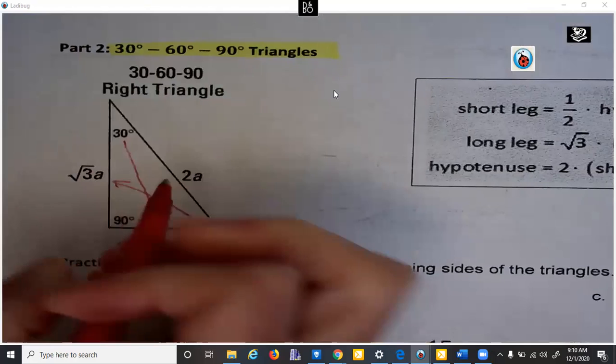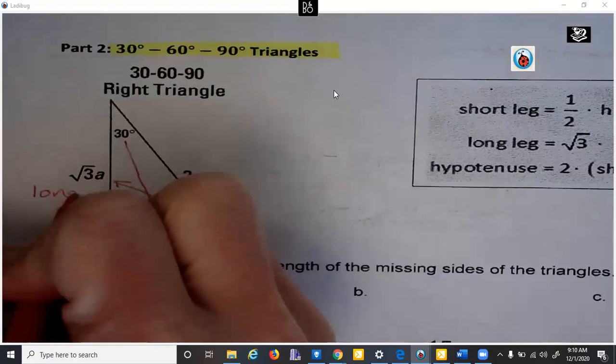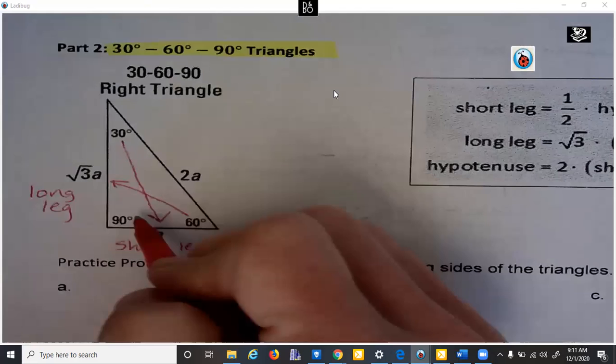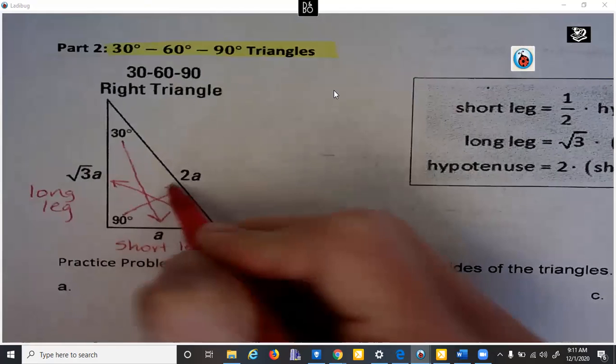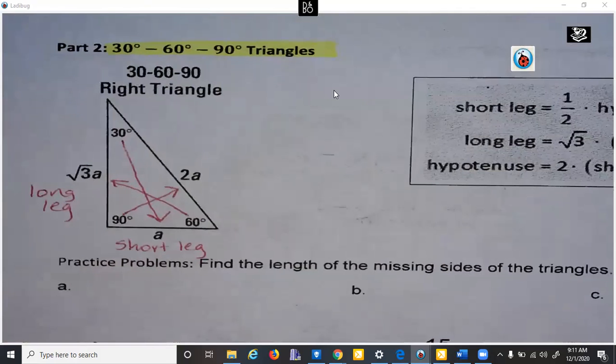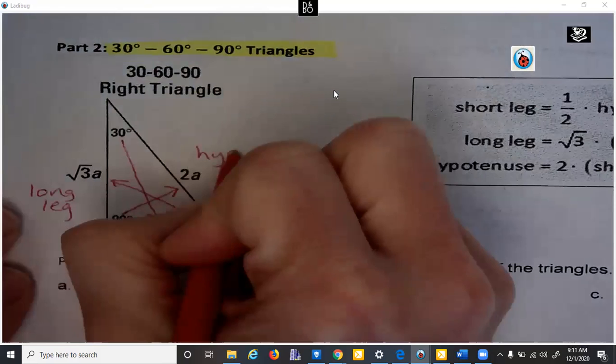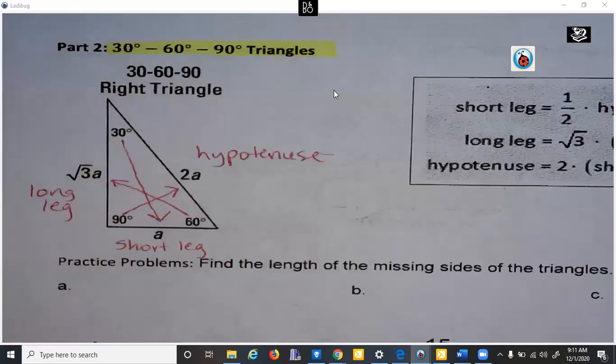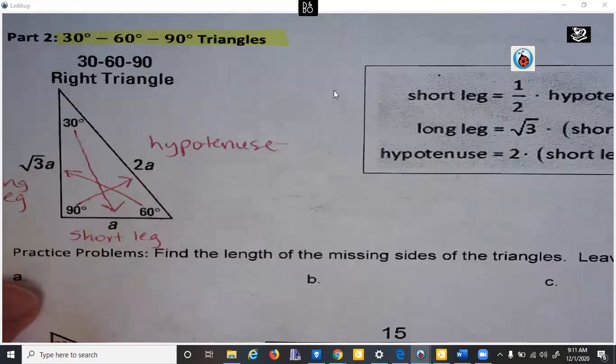Across from the 60 is the long leg. And then what do we always call across from the 90? The hypotenuse. Okay, here are the rules for this one.